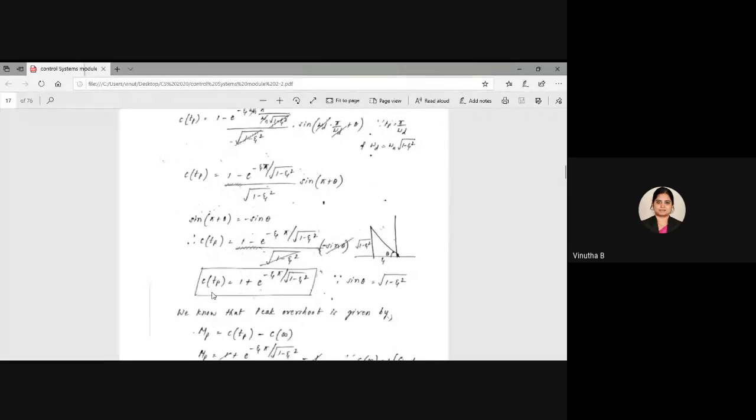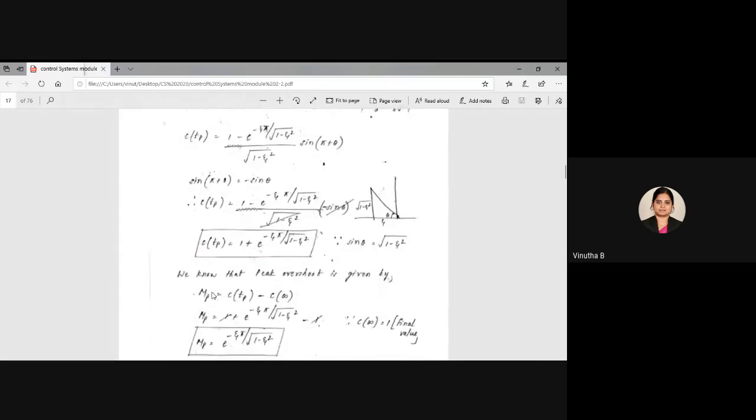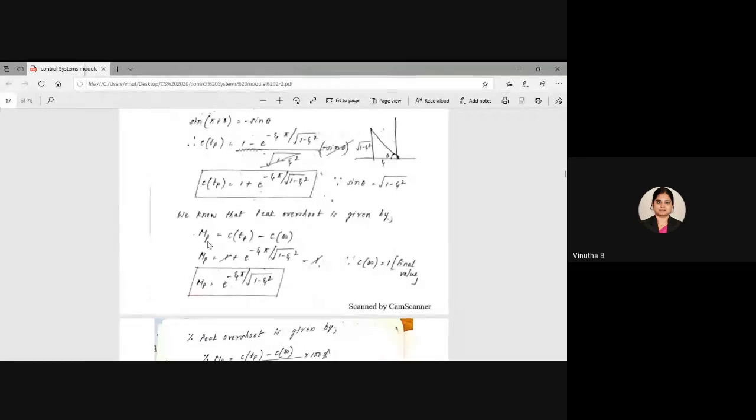Now from this triangle you can find what sine theta is. Because sine theta is square root of 1 minus zeta square, these two terms will get cancelled out and you will be left with C of Tp is equal to 1 plus e to the power minus zeta pi divided by square root of 1 minus zeta square. We know that peak overshoot is given by, as I told you earlier, Mp is equal to C of Tp minus C of infinity, and there is some mistake here. It should be written as this whole thing divided by C of infinity. So Mp is equal to C of Tp is what?